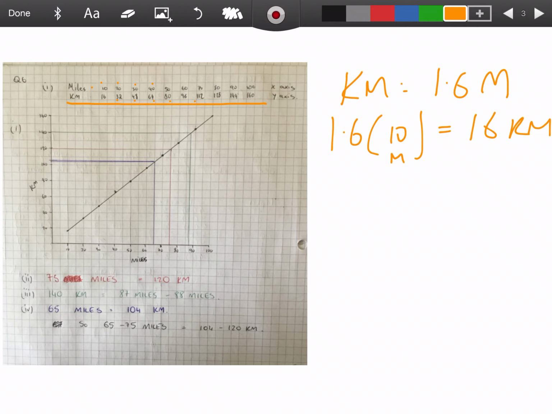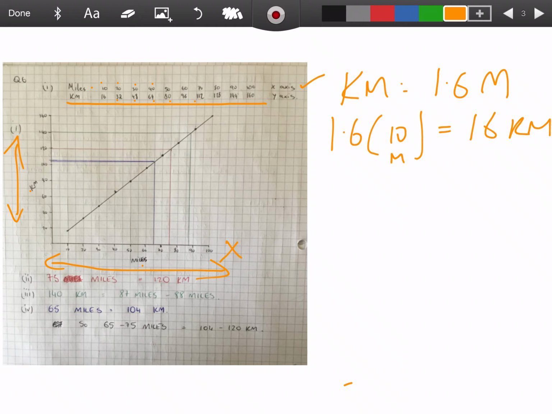It also tells you to put miles on your horizontal axis. So that's why I've done that. I've put it on the x-axis or the horizontal axis, and I've put kilometers on the y or the vertical axis. You can see that I've named the two axes and I've spaced it out as evenly as I could. So then I've plotted the points and I've drawn my line.